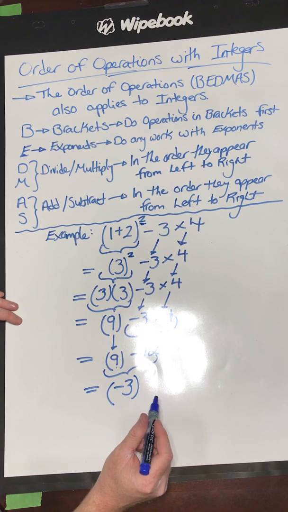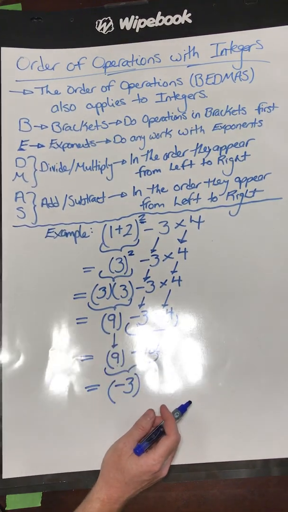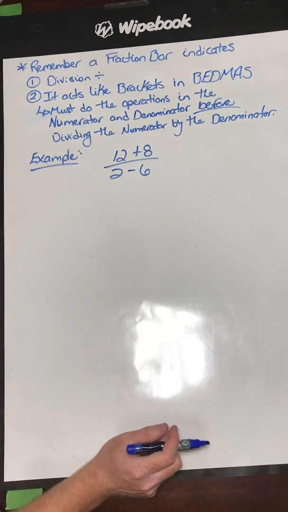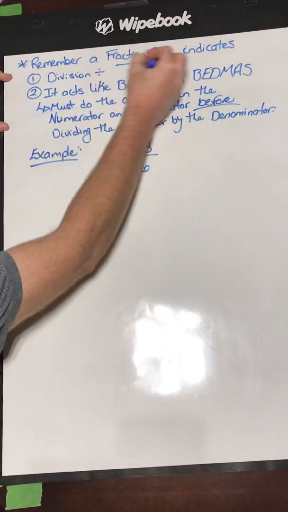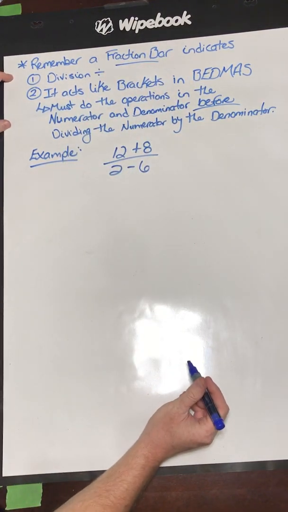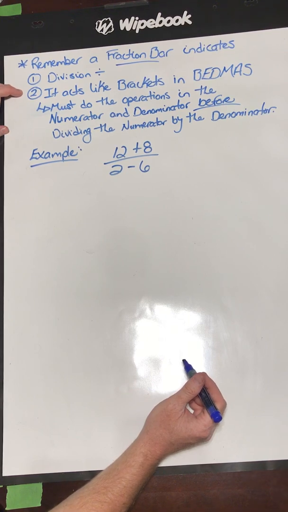So we're using the order of operations with integers, or our BEDMAS rules. We're going to do a lot of examples in this lesson. Our next example, as we learned in our last lesson, has to do with the fraction bar. Remember that the fraction bar indicates not only division, it also acts like brackets in BEDMAS. And it means that we must do the operations in the numerator and the denominator before dividing the numerator by the denominator.